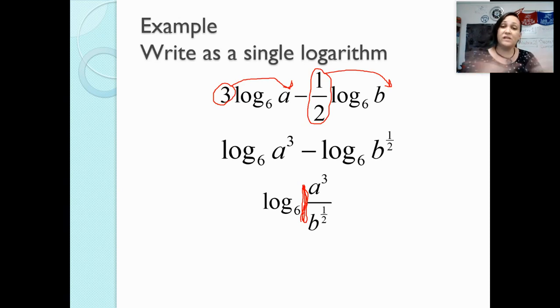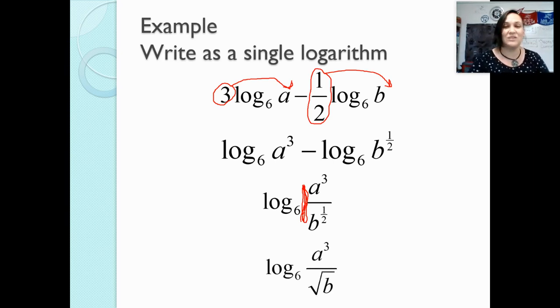Now we have written this as a single logarithm, but if you remember back to yesterday, we didn't really have any problems that started with a fractional exponent. And so my very last step for today is going to be to take that fractional exponent and convert it into a radical instead. B to the 1/2 means the square root of b. And this is my final answer, a log followed by all the variables.